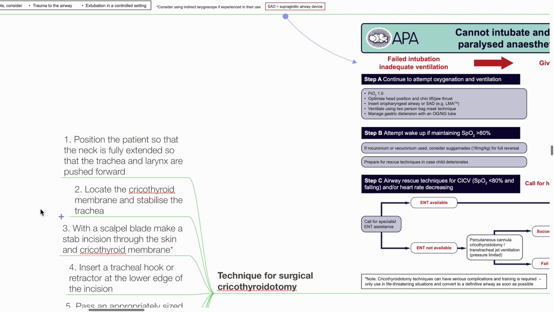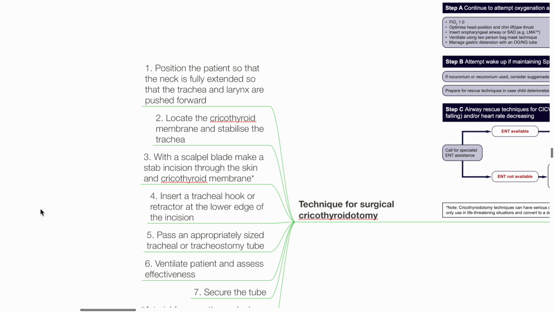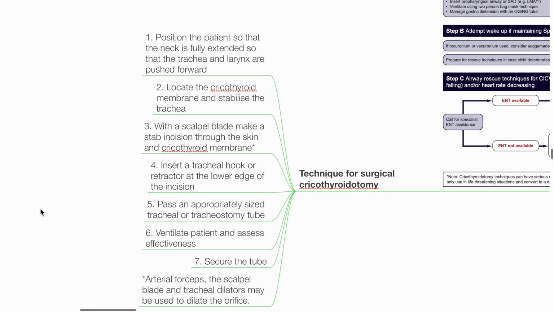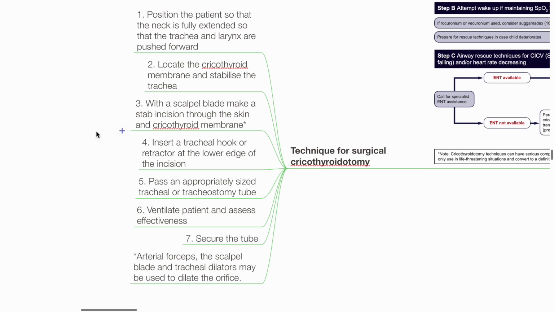Technique for surgical cricothyroidotomy. Step 1. Position the patient so that the neck is fully extended, so that the trachea and larynx are pushed forward. Step 2. Locate the cricothyroid membrane and stabilize the trachea. Step 3. With a scalpel blade, make a stab incision through the skin and cricothyroid membrane. Arterial forceps, scalpel blade, and tracheal dilators may be used to dilate the orifice.